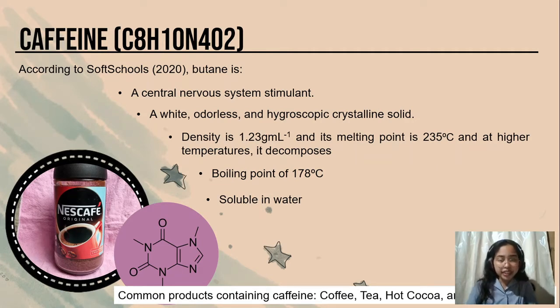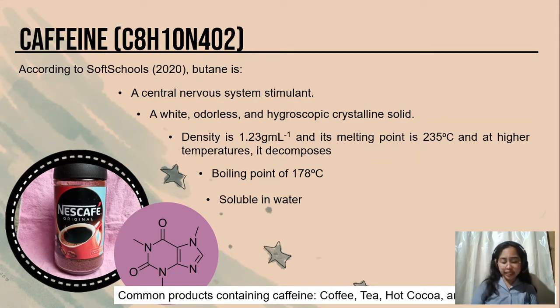Then, caffeine is a white, odorless, and hygroscopic crystalline solid. It has a density of 1.23 g mL to the power negative 1. Its melting point is 235 degrees Celsius, and at high temperatures it decomposes.